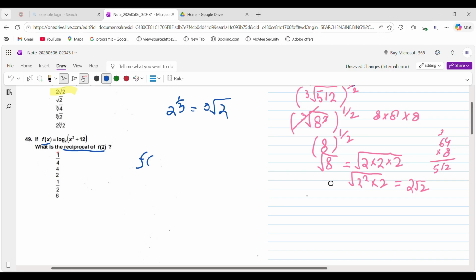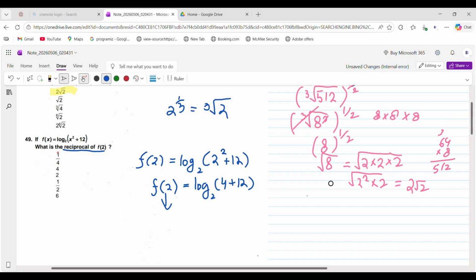basically here we have x, right? So here we are going to put 2 and then log base 2. Here again we have x, so instead of this x we are going to put 2 square plus 12. Okay, so f2 is equal to log base 2, 2 power 2 is 4, plus 12.